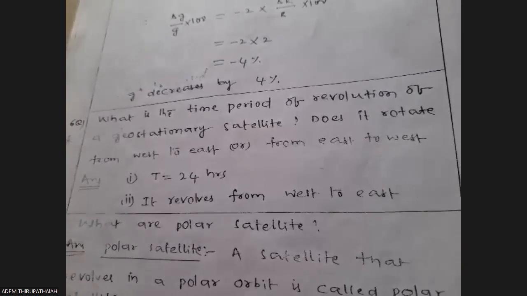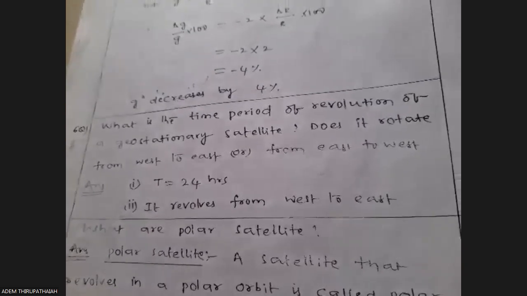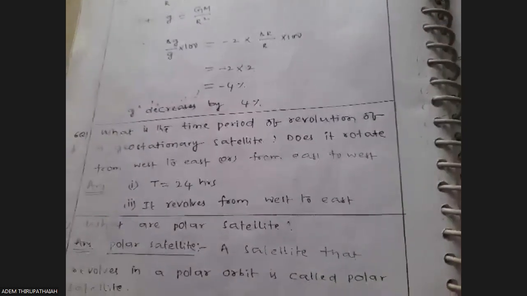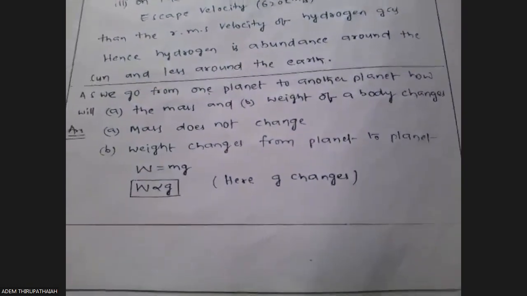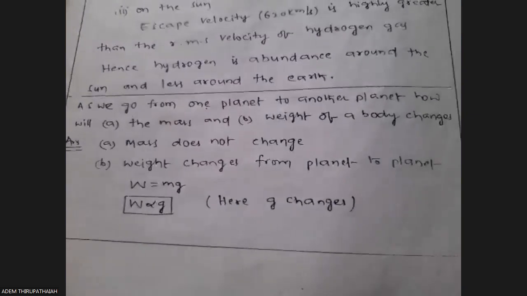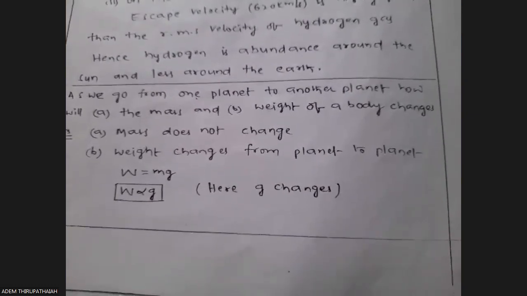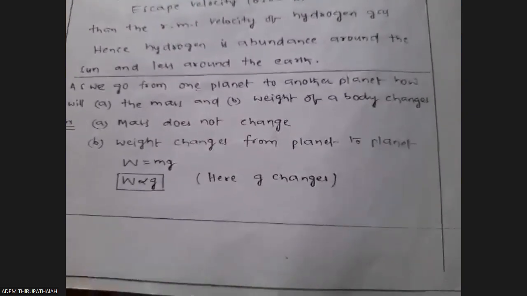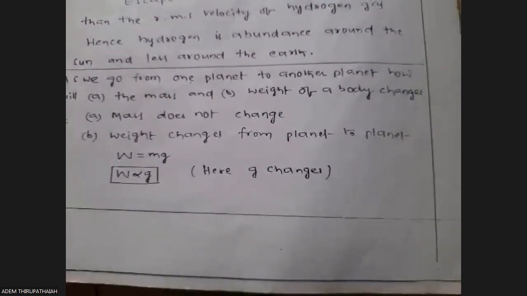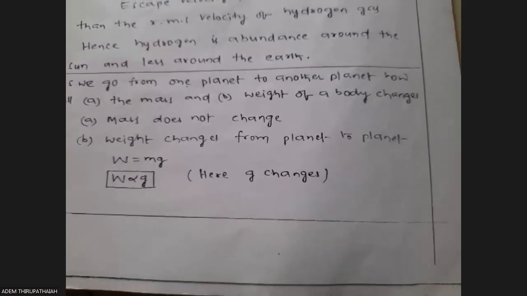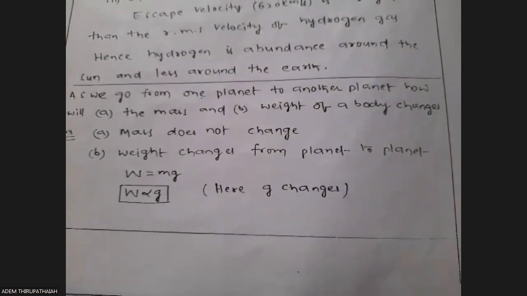As we go from one planet to another planet, how will the mass and the weight of the body change? Mass does not change. Weight changes from planet to planet. g changes, for example, between the Earth and the Moon, where the difference is 1/6 of gravitation.